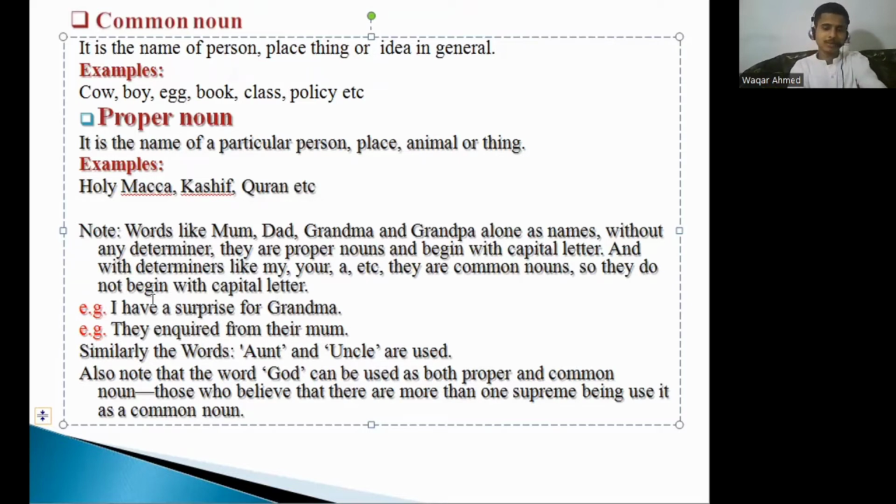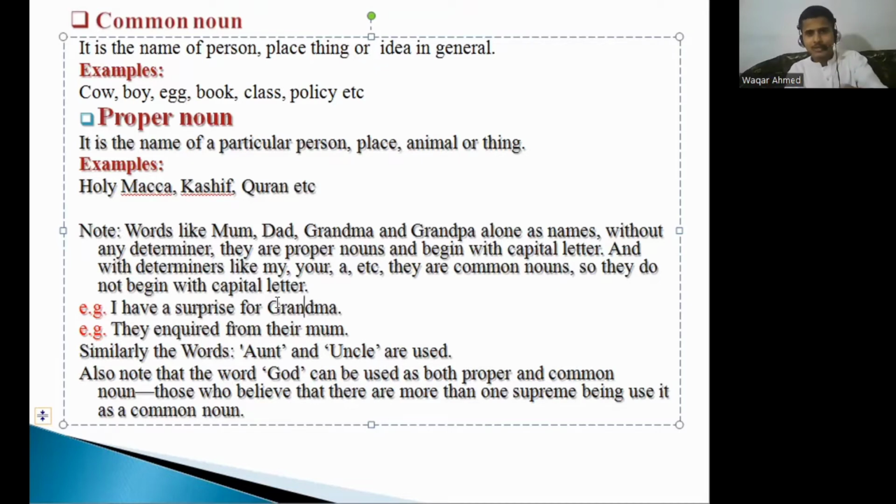And here are the typical sentences. I have a surprise for grandma. So here, see, I have the preposition for and I have a noun grandma. And between them, there's no determiner like my, their, any, or an. So I have treated this noun grandma as a proper noun, and so it has begun with the first letter G in uppercase.